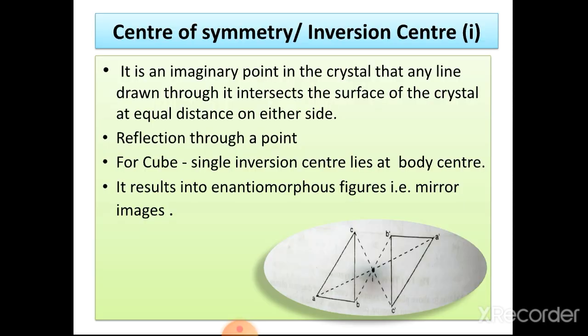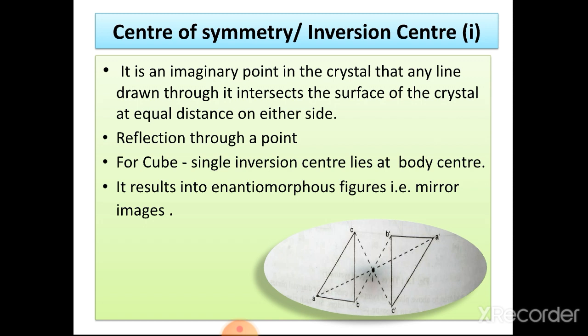Next, we are going to discuss the center of symmetry, which is shown by the cube. A crystal most of the time possesses an inversion center. In case of a cube, it definitely possesses a center of inversion, and it lies at the body center of the cube. It is an imaginary point in the crystal such that any line drawn through it intersects the surface of the crystal at equal distance on either side.